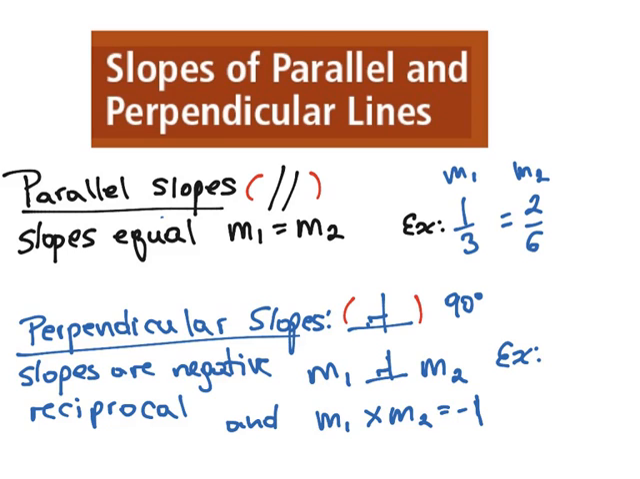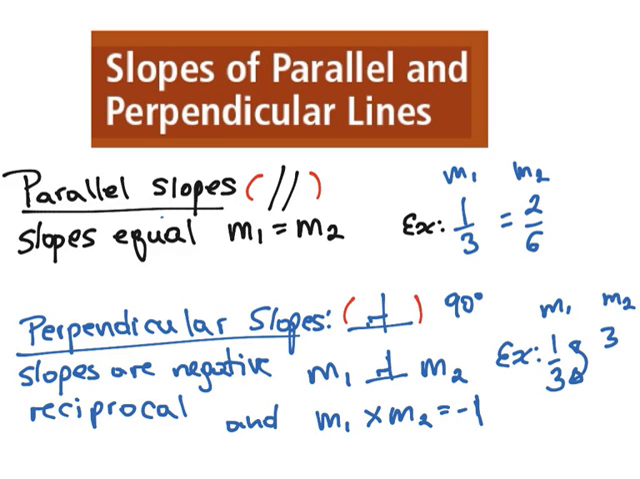Their special property is that when they're multiplied together, slopes I mean, you'll get a value of -1. And they're also negative reciprocals of one another. Meaning, if I had a slope of a third, that would be my first slope. A negative reciprocal would mean that the 3 and the 1 would switch spots.